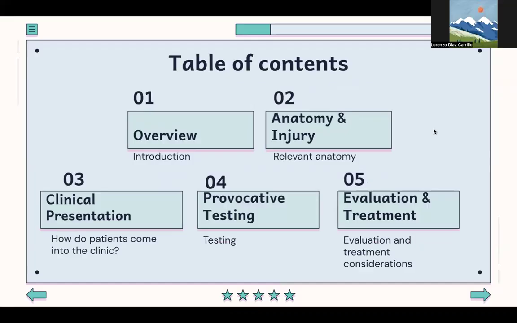I'm going to introduce what it is, discuss the relevant anatomy considering the TFCC and the ulnar side of the wrist, how patients come into the clinic and present, provocative testing for TFCC, and then lastly, evaluation and treatment. I will say that the eval section is going to be pretty bare.